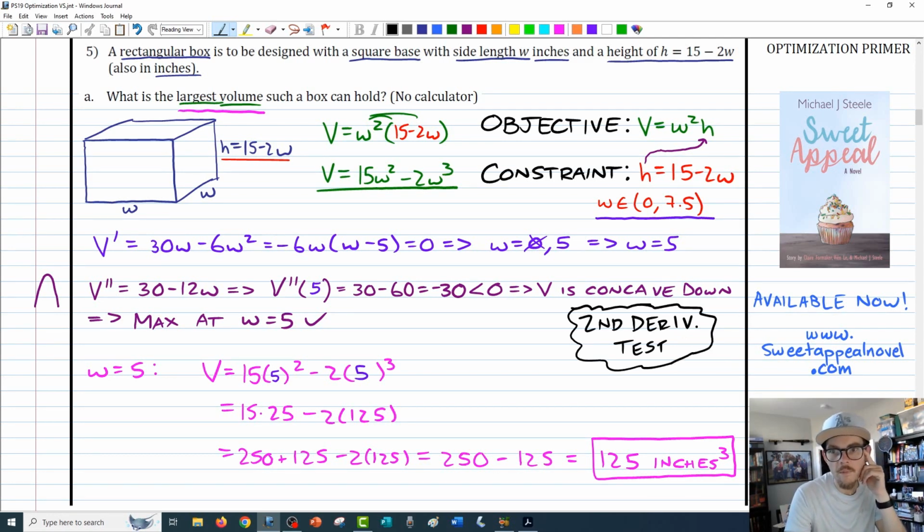And pulling this up a little bit. There it is. The correct solution is 125 inches cubed. Good stuff. We did that one correctly. Good job, us. Pat on the back.